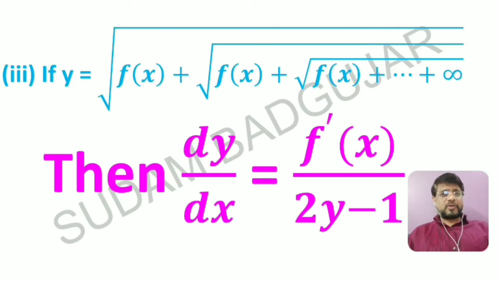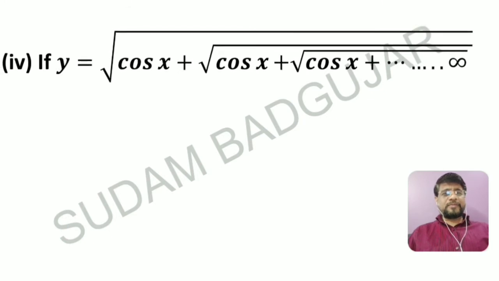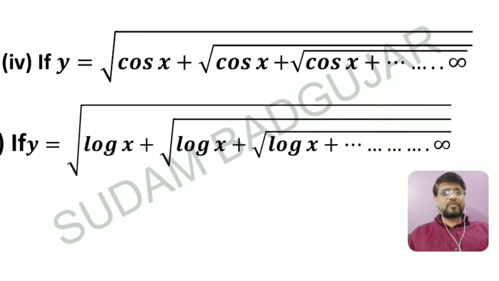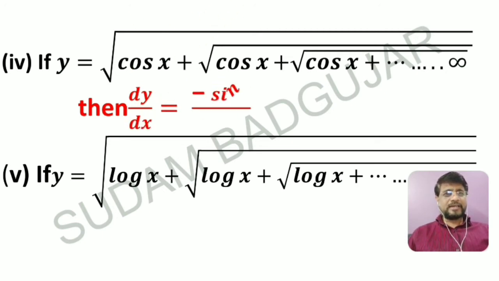Okay. So the next example will be, if y is equal to under root of cos x plus under root of cos x plus under root of cos x up to infinity, what is the final answer? Or one more question, if y is equal to under root of log x plus under root of log x up to infinity. The solution for the fourth one is minus sin x upon 2y minus 1. What is the derivative of cos x? Minus sin x. The denominator is fixed. What is the denominator? 2y minus 1.